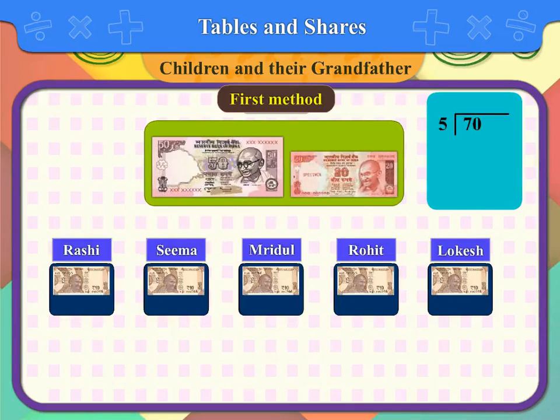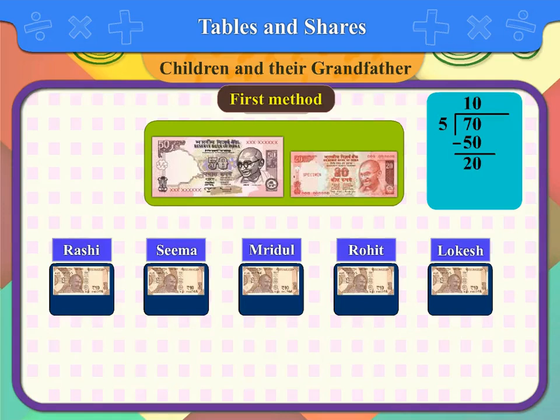So, the product of 5 and 10 is 50. So, I have first distributed rupees 50. Total amount is rupees 70. If rupees 50 are subtracted from it, rupees 20 are still left. Rashi completed it like this.